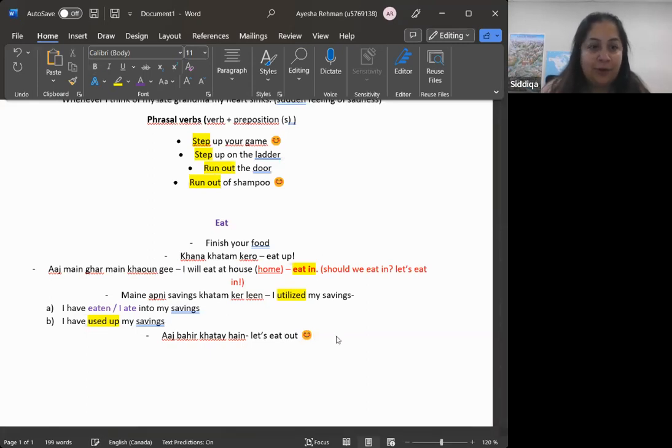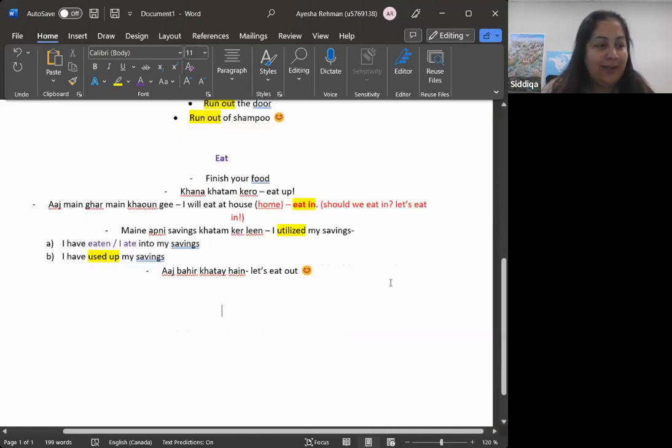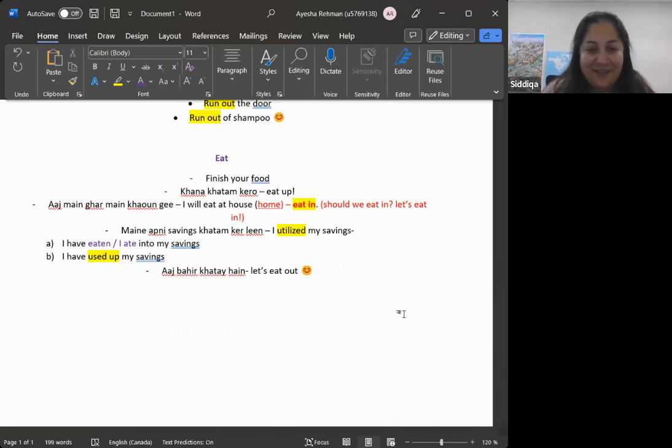Okay, we're going to go with a different verb now. I won't give you the verb yet. I'm going to give you a sentence first, and let's see what phrasal verb you give me. I don't know how to say this in Urdu, so I'm going to make a sentence in English.